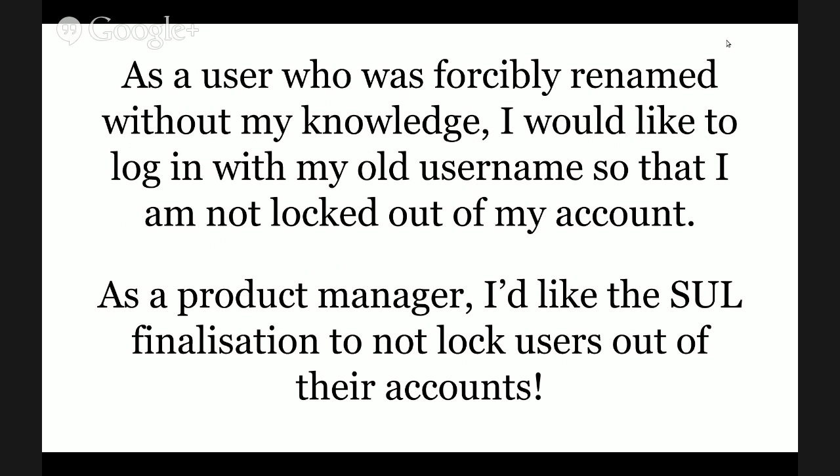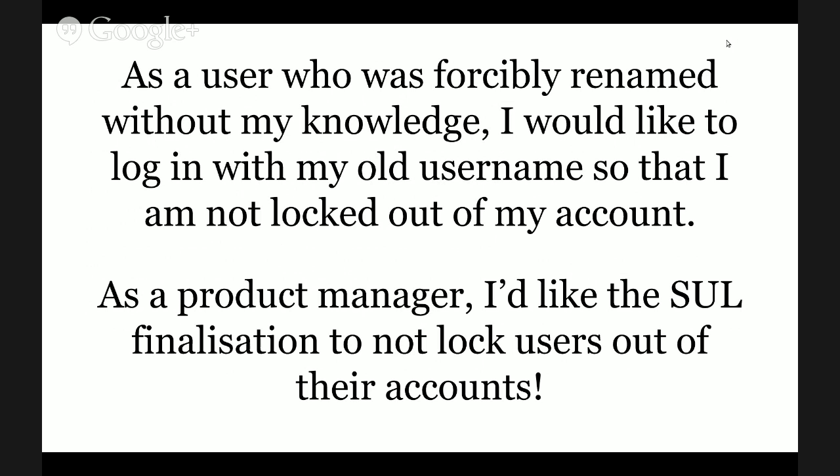So the next one. As a user who was forcibly renamed without my knowledge, because that's what we're going to have to do for these people that have clashing accounts, I would like to log in with my old username so that I'm not locked out of my account, because wouldn't it suck if we just lock people out of their accounts? And this one, as a product manager, I'd like the SUL finalization to not lock users out of their accounts, because otherwise I would be a bad product manager.